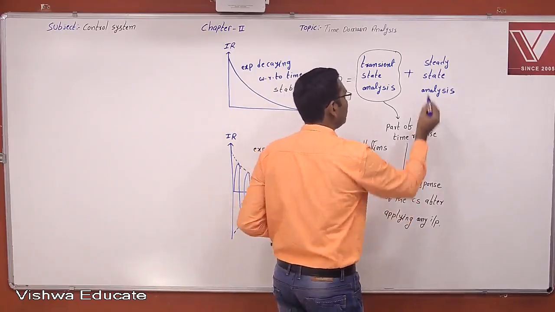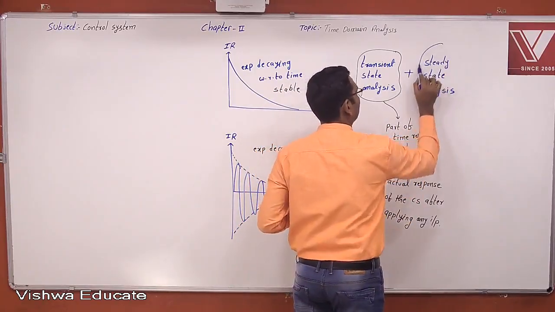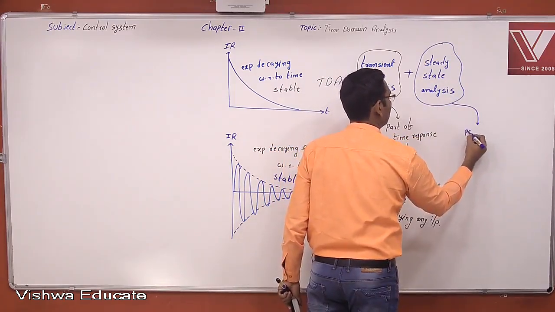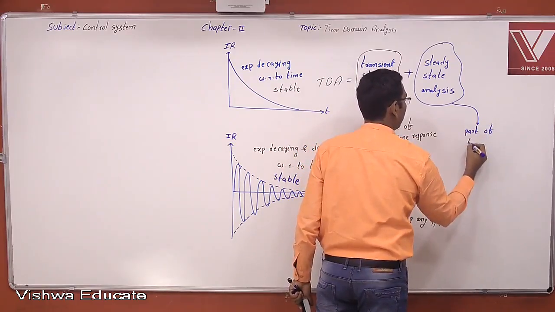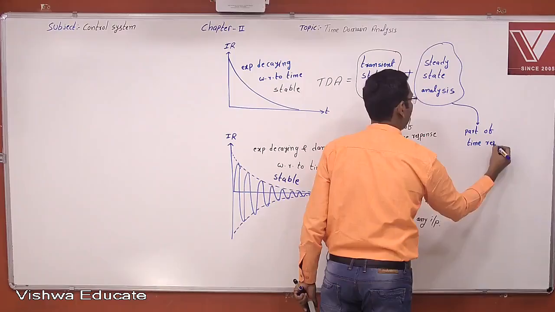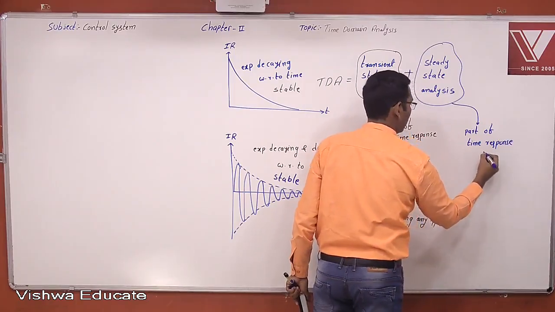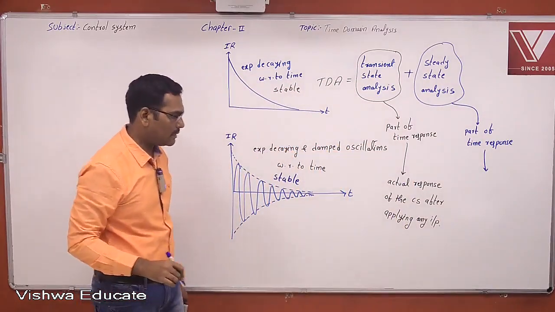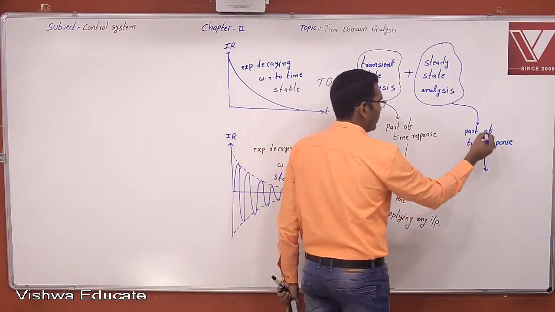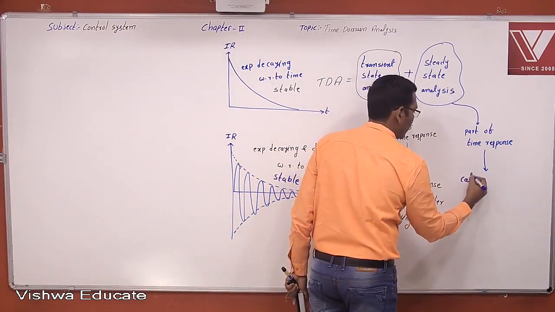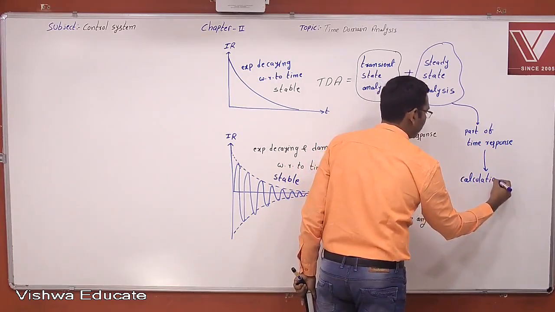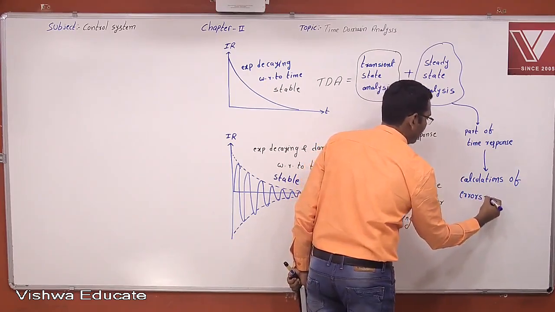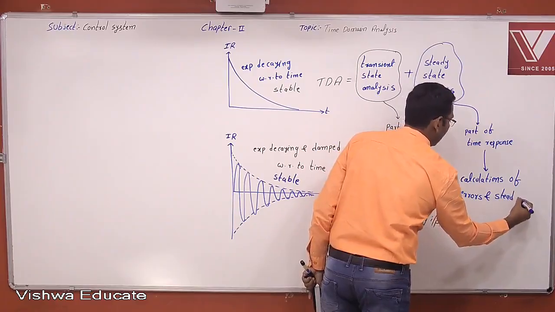Now students, what is the steady state analysis? Is this also completed or not, let us see. Now this is the transient state analysis. This is also a part of time response. Therefore, what is the steady state analysis doing? How is the steady state analysis behaving? This is a part of the time response which deals with calculations of errors and steady state error.